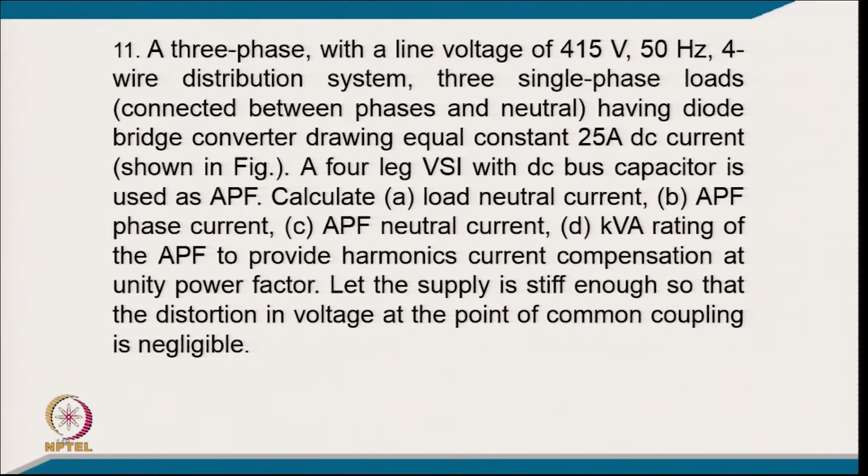So, coming to numerical number 11: a 3 phase, 4 wire distribution system with a line voltage of 415 volt, 50 hertz, has 3 single phase loads connected between phase and neutral, each having a diode bridge converter drawing constant 25 ampere DC current. A 4 leg VSI with a DC bus capacitor is used as an active power filter. Calculate A, load neutral current; B, active power filter phase current; C, active power filter neutral current; D, kVA rating of the active power filter to provide harmonic current compensation at unity power factor. Let the supply be stiff enough so that the distortion in voltage at the point of common coupling is negligible.